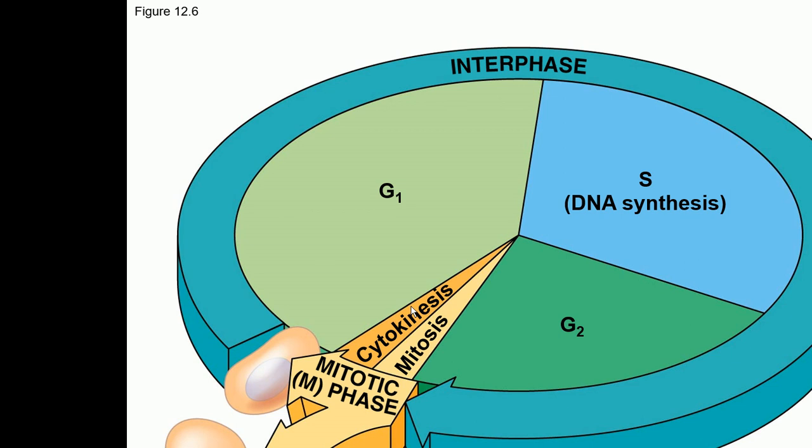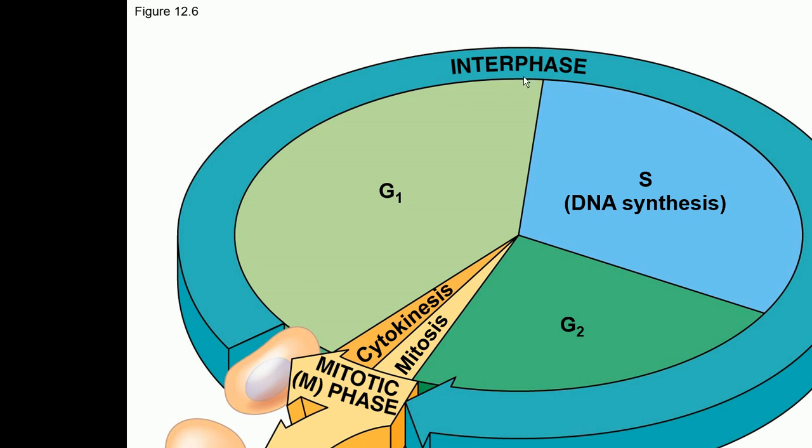So the cell spends a lot of time in preparation, and once the preparation is done, then the cell divides. First of all, the nucleus will divide, and that is called mitosis, and then the cytoplasm divides, that's called cytokinesis.